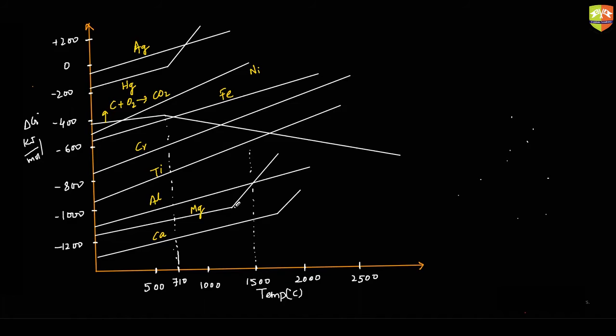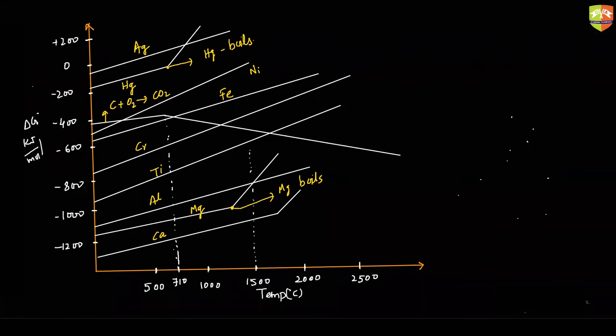The sharp change indicates that at this point, magnesium boils. That's why we have a sharp change in the slope. This point similarly, Hg boils. Again, I'm telling you, this diagram you don't have to memorize. The diagram is not that important, but there are a few things we need to understand from this graph. That's why I have drawn this diagram here.